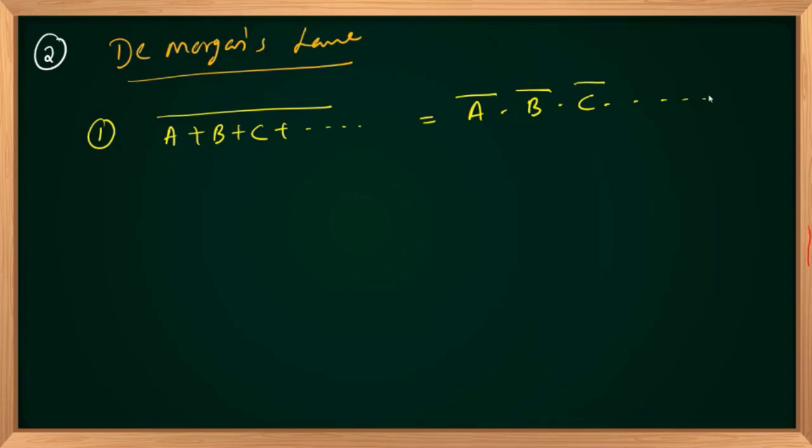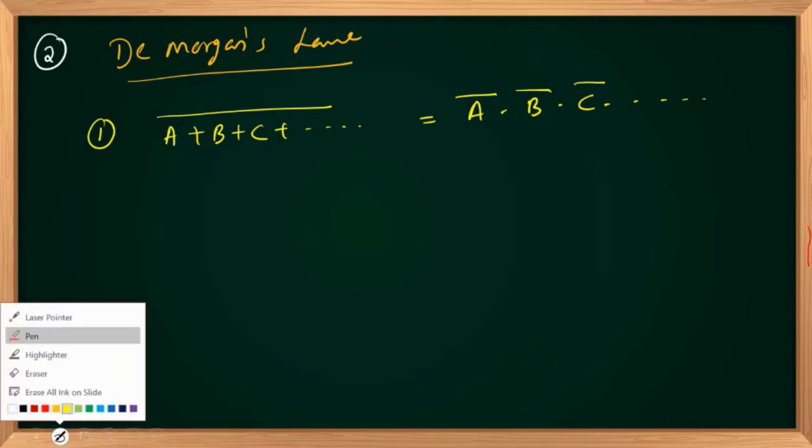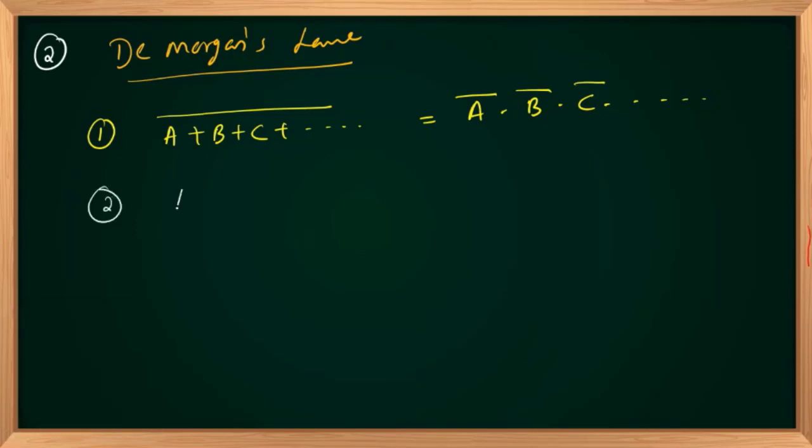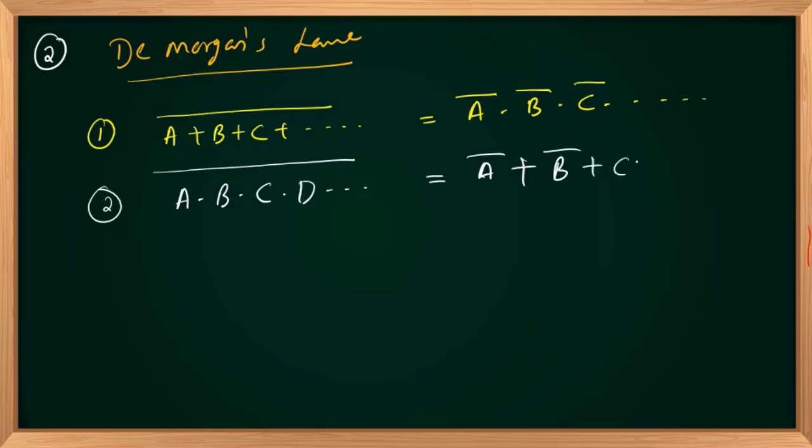Here A, B, C, D, etc. are Boolean variables. You took the sum of all the variables, then took the complement, and that is the same as the product of the individual complements. So, a sum-to-product relation. Similarly, the second statement is that the complement of a product is equal to the sum of the individual complements. Very simple and easy to remember. This is De Morgan's law.